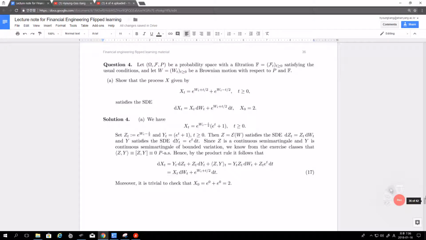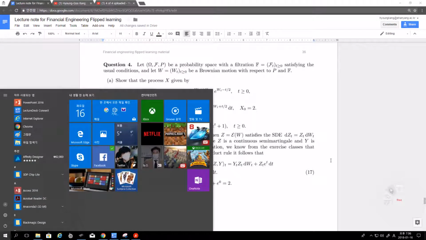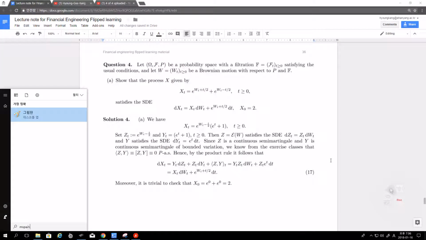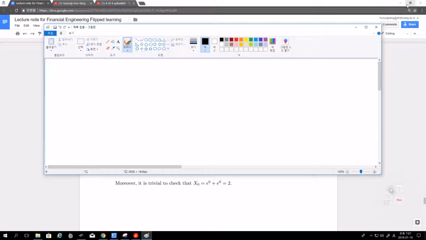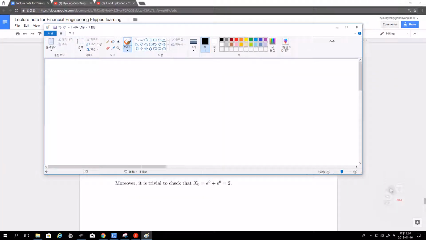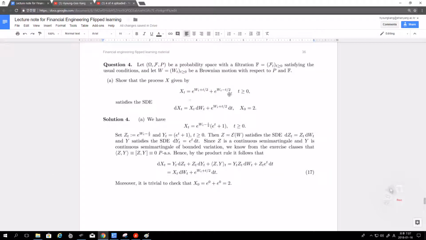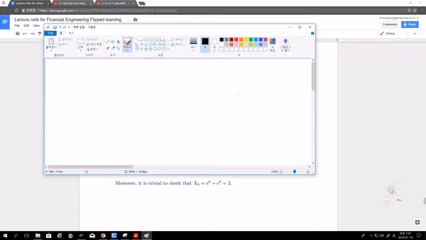Hello student. Now we have another interesting problem. Now let me write down the problem. Here, actually let me make it small. xt looks like this one. So let me write down.